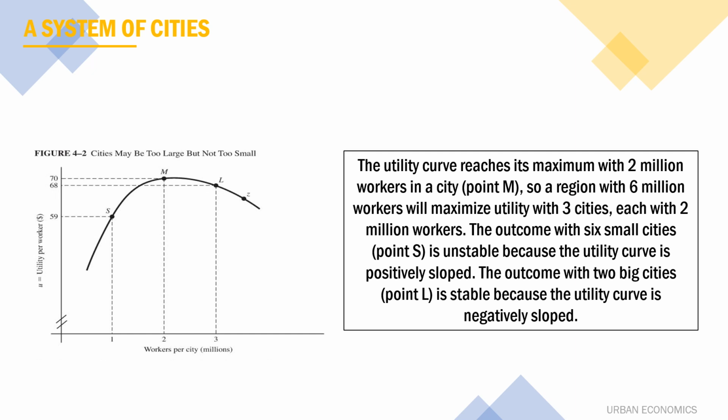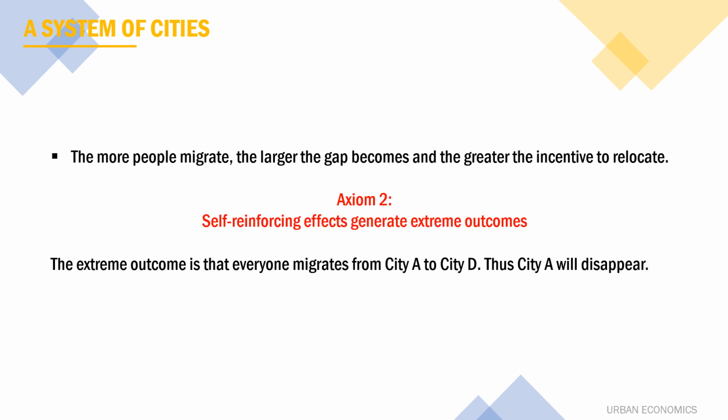Because the utility curve is positively sloped near point S, the migration is what we call self-reinforcing. So we can say that the more workers who migrate, the larger the utility gap between the 2 cities, and the greater the incentive to relocate. We refer to axiom 2, where the self-reinforcing effects will generate an extreme outcome, and this extreme outcome is that everyone migrates from city A to city D. City A will disappear.